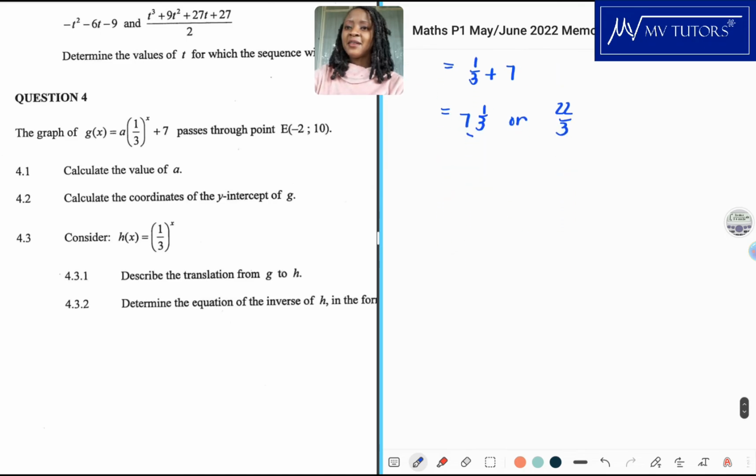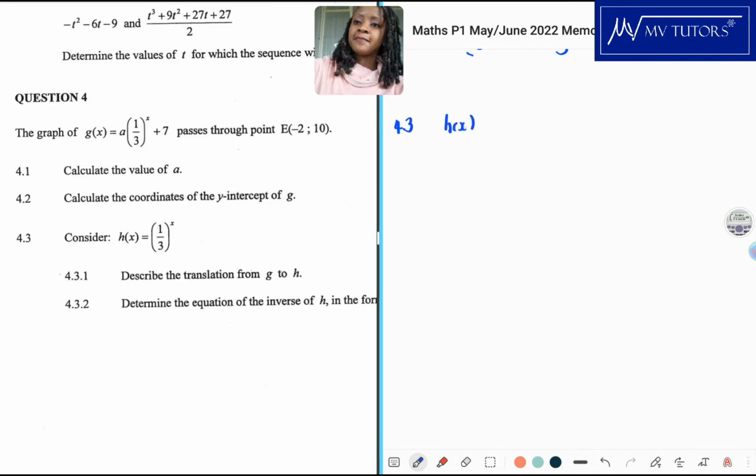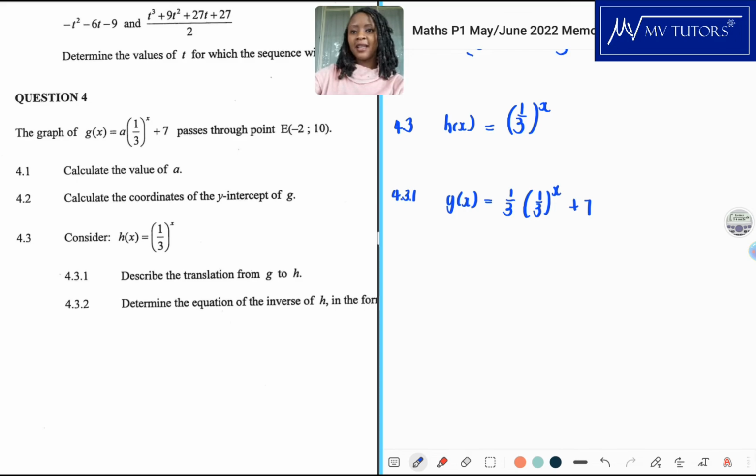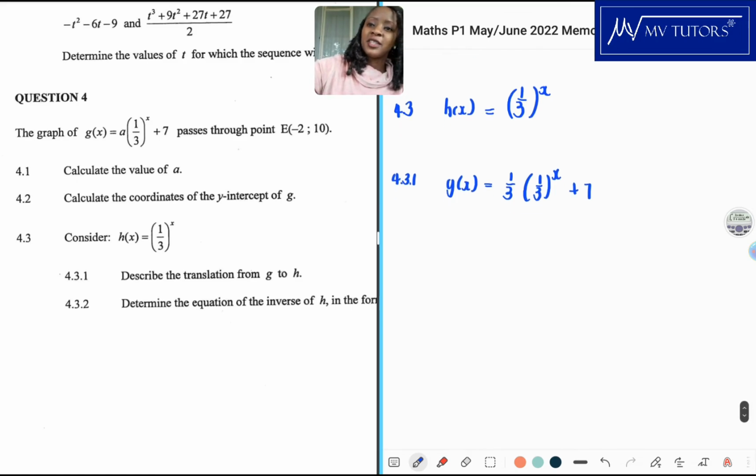I will show you a little bit later on how to use the Desmos function. And then 4.3, you have h of x, and that is equal to a third to the power x. And now they're saying, describe the translation from g to h. So what was g? Let's just write g again. So g is equal to a third times a third to the x plus 7. And then h is a third to the x.